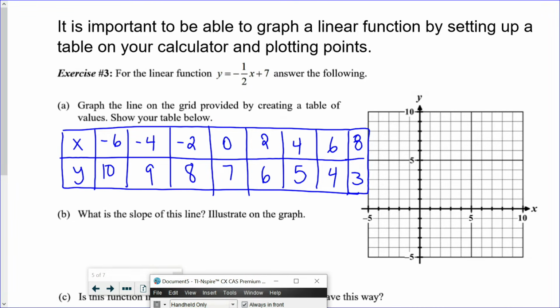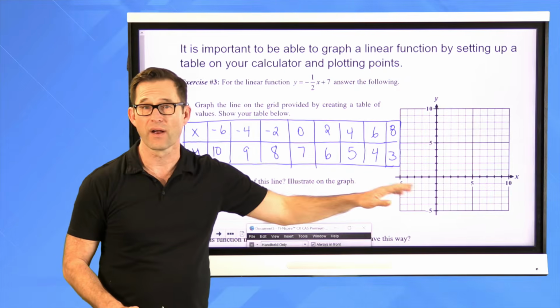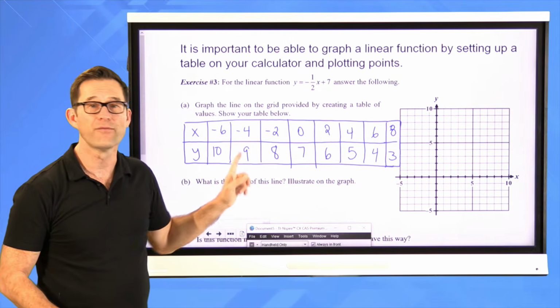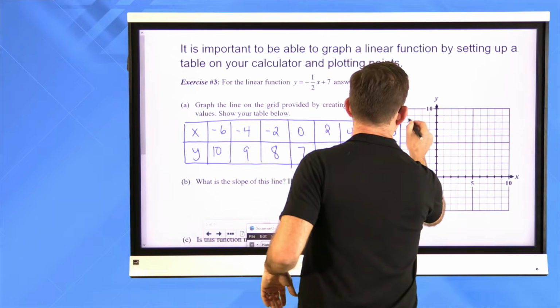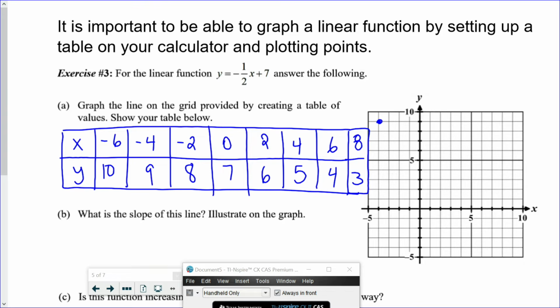Okay, so I went a little bit further to the left in the table than I needed to, given that -6 isn't on my graph paper, but that's fine. I'll start with the point -4, 9, right? So when I plot that, it's going to be right here. Then -2, 8, 0, 7, 2, 6, 4, 5, 6, 4, 8, 3, and I bet you could tell that 10 would be at 2.